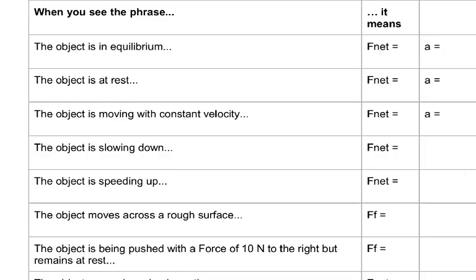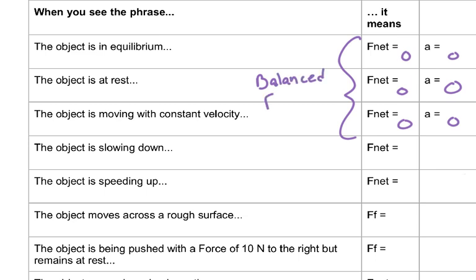Okay, let's talk about the inferred information. So if it mentions the object is in equilibrium, your net force is going to be equal to 0, and your acceleration is going to be equal to 0. If the object is at rest, your net force is going to be 0, and your acceleration is going to be 0. If the object moves with constant velocity, again, you're going to have a net force of 0 and an acceleration of 0. This is what we refer to when we say the forces are balanced, or it's a balanced forces situation.